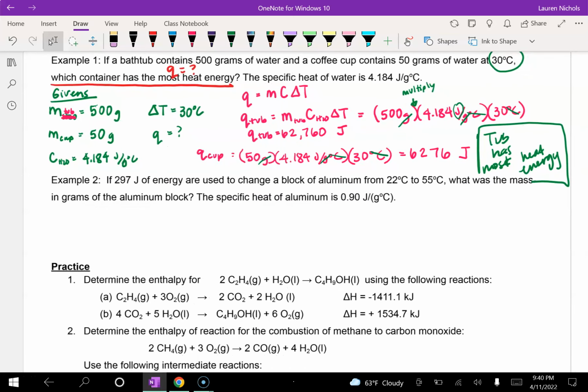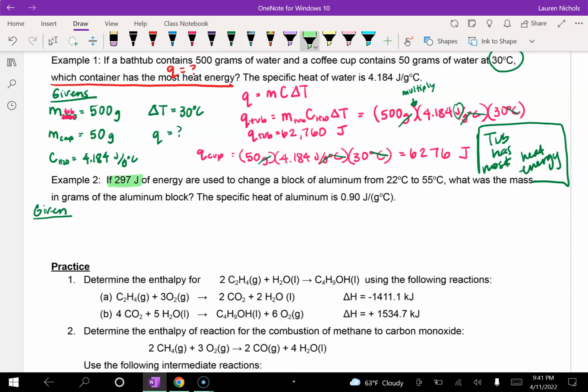So one of the next examples we have, example number 2 says if 297 joules of energy are used to change a block of aluminum from 22 degrees Celsius to 55 degrees Celsius, what was the mass in grams of the aluminum block? Okay, so again, we write down kind of what we're given. So remember the GUESS method: given, unknown, equation, substitute, and solve.